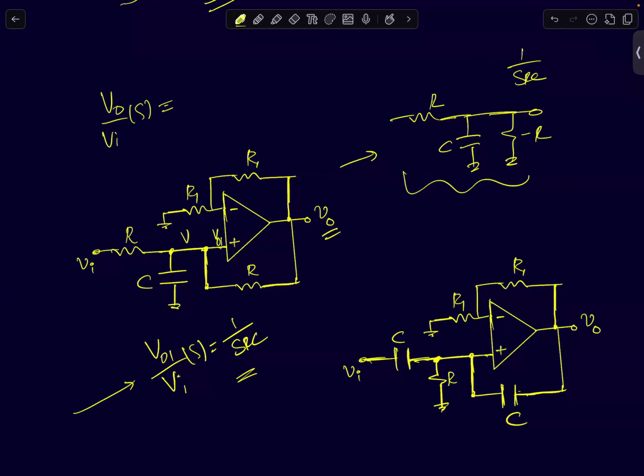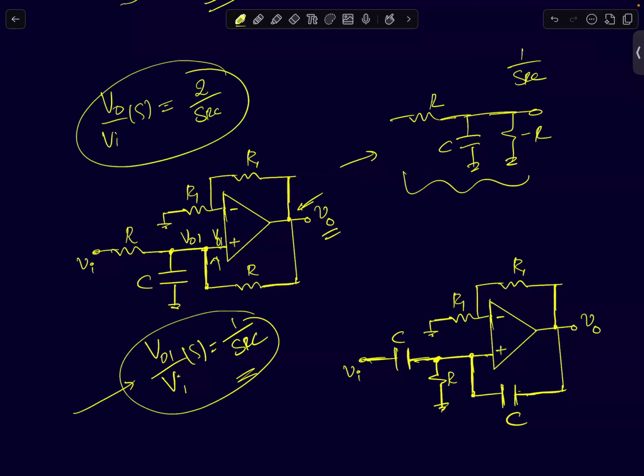See, this is VO1. That happens to be 1 by SRC. What is 2, right? Just a factor of 2, because from VO1 to V0, the gain is 2. So you get 2 by SRC. Okay. So this is how we were able to realize an integrator, a non-inverting integrator, using just a single op amp by using the idea of negative resistance.